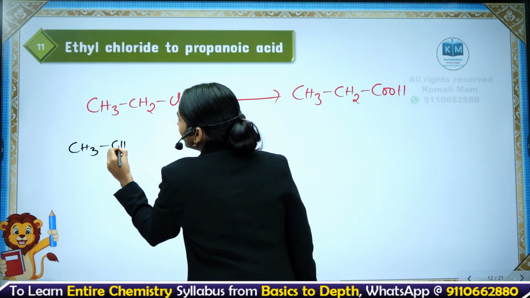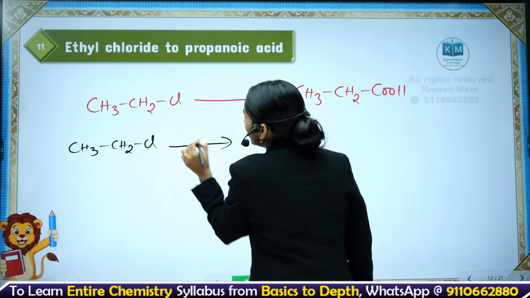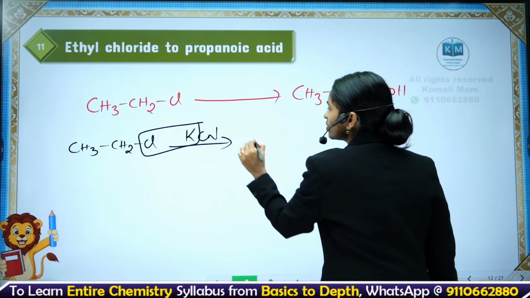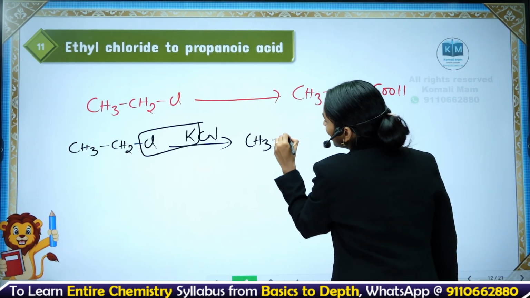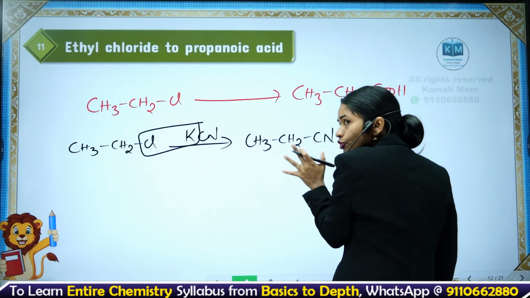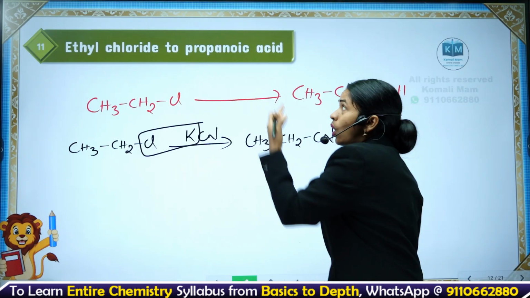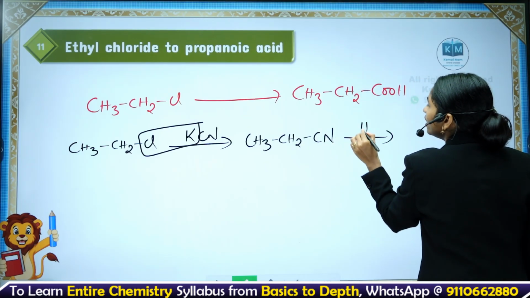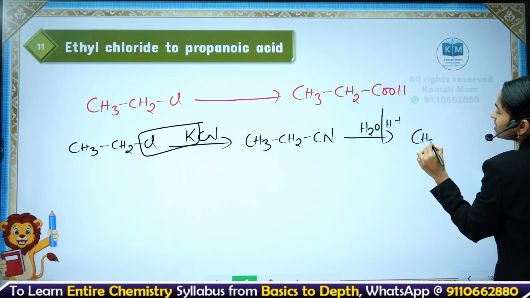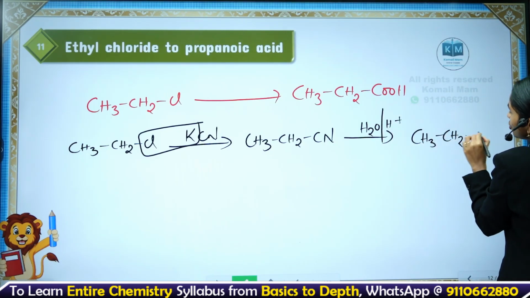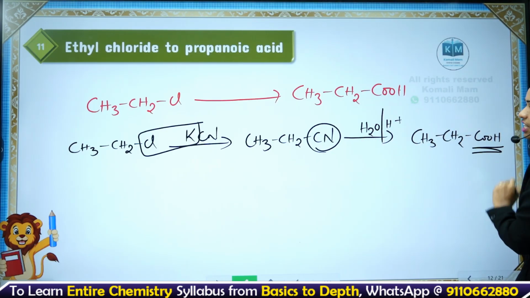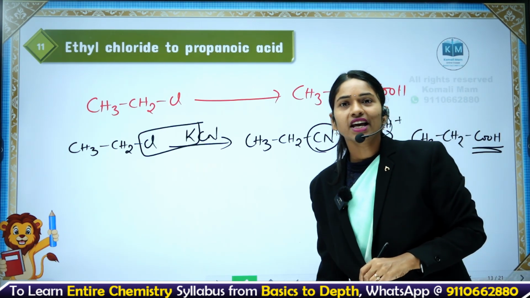Then what you do directly? You should get CN here. So KCN is used, and K and Cl go out as KCl. You will get CH3, CH2, CN, propane nitrile. They may ask you to stop here according to the question, or they are asking propanoic acid. Do hydrolysis. If you do hydrolysis, what you get, students, tell me? CH3, CH2, COOH. This CN group can be converted into COOH group. So you get propanoic acid.